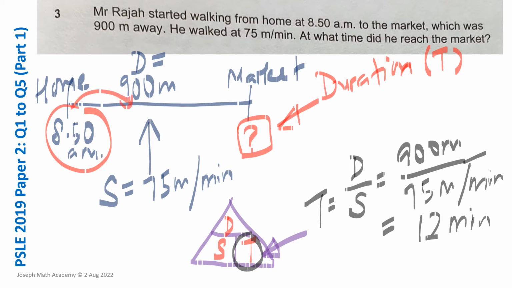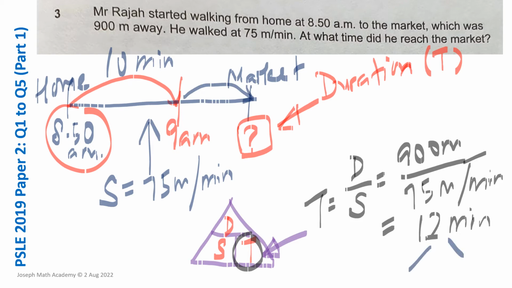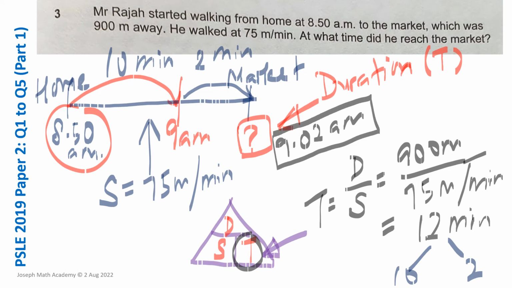8:50. 10 minutes. Let me remove this part here. Okay, let me do a proper job. So 8:50, 10 minutes later, this is 10 minutes. It would be 9 o'clock, 9 a.m. Then another 2 minutes. So the question mark must be 9:02 a.m. So the answer for number 3 is 9:02 a.m. in 12-hour clock. Right, number 3 is done.